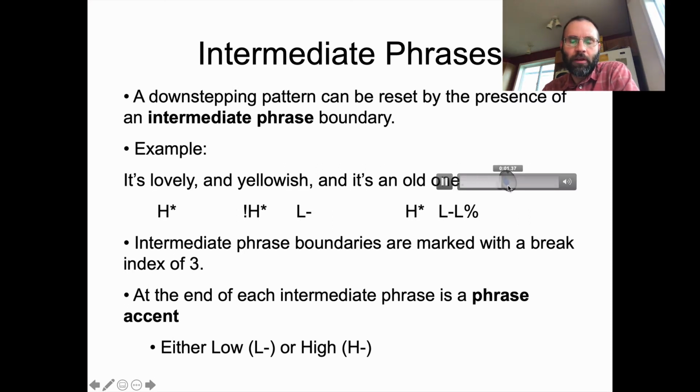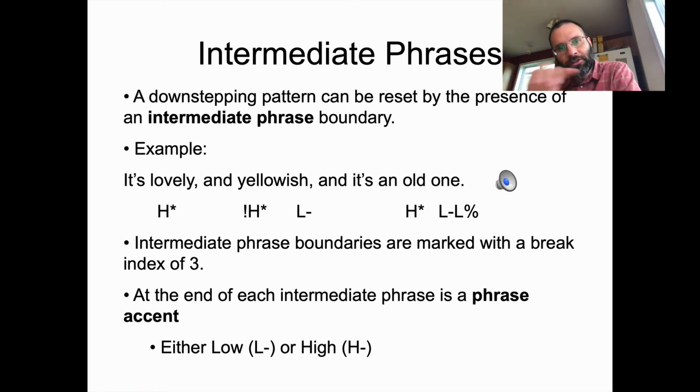It's lovely and yellowish, and it's an old one. And that F0 pattern just drops down to the bottom of the speaker's range when you get this L dash, L% combination at the end of an intonational phrase. Yeah, so you can have a bare phrase accent by itself at the end of an intermediate phrase. You can no longer have a bare boundary tone just by itself. The boundary tone always has to come in conjunction with a phrase accent right before it. And you just have to figure out which one is the right one to choose for what you're hearing.